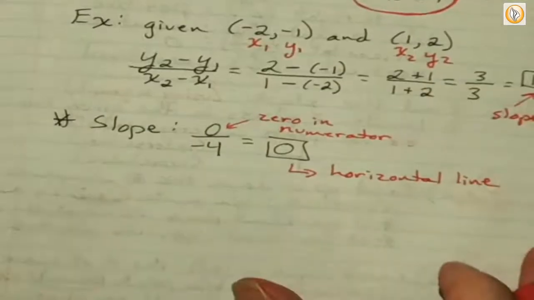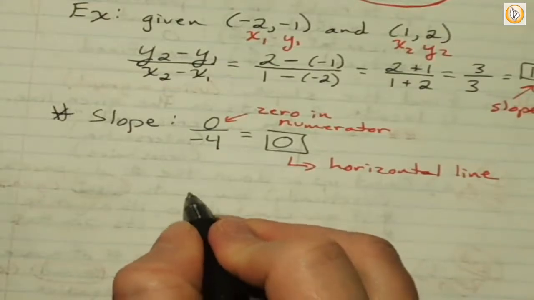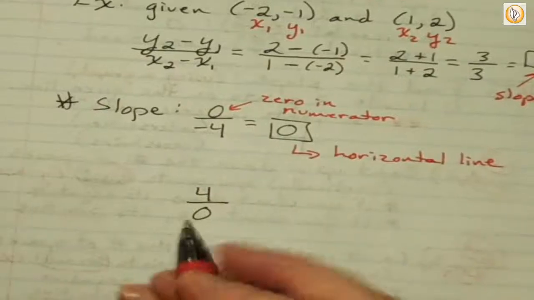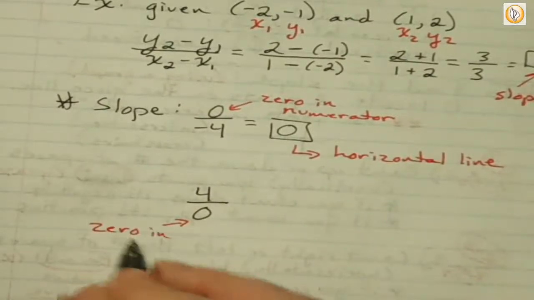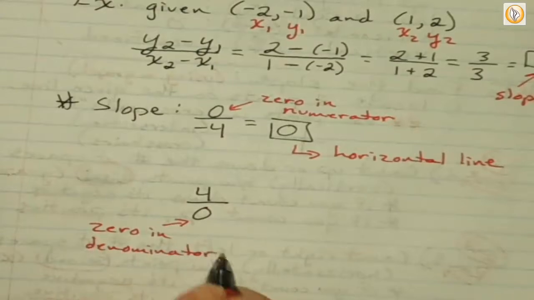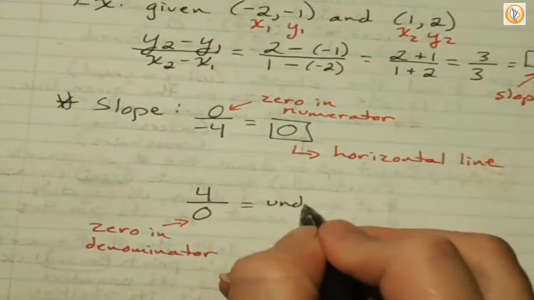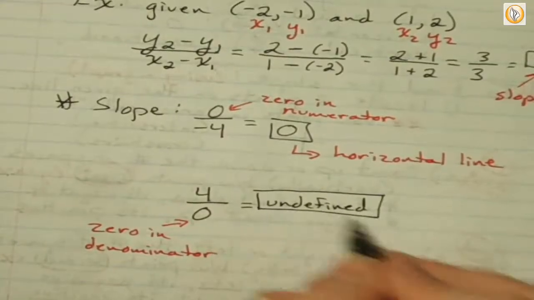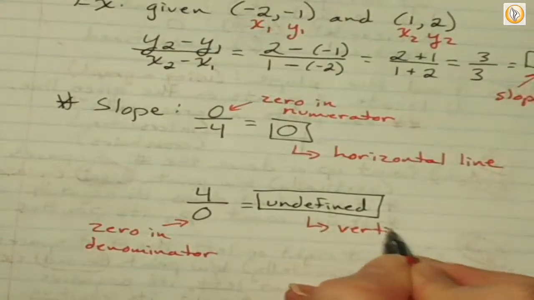If you have 4 over 0, you have a 0 in the denominator. Then the slope is undefined. That's just the rules. And it's going to be a vertical line. I'll give you examples of that later.